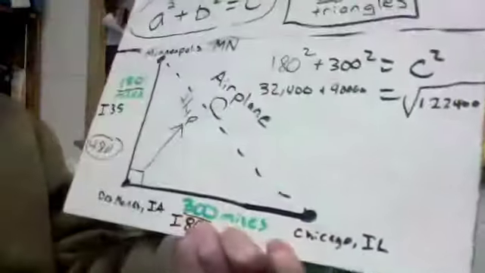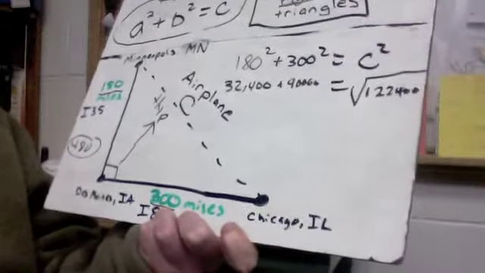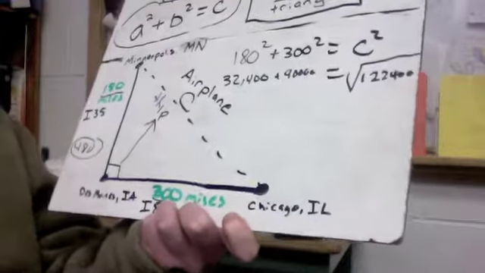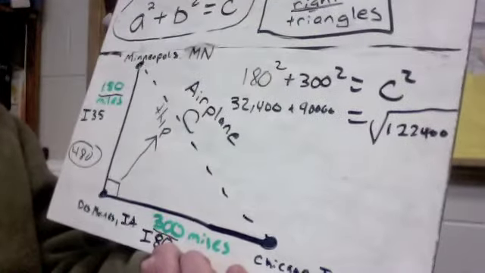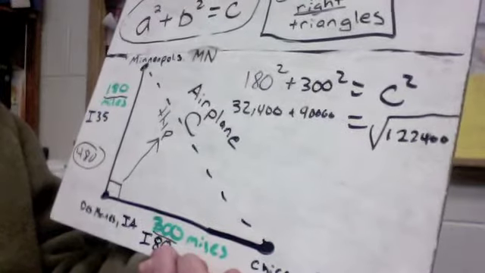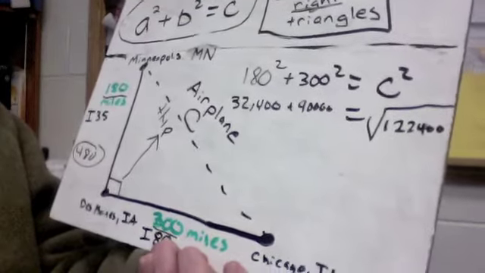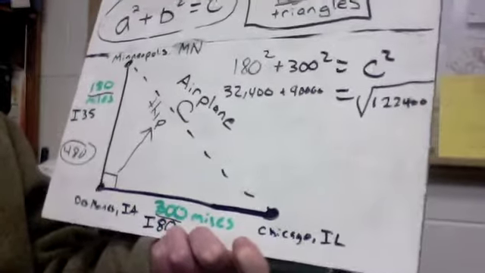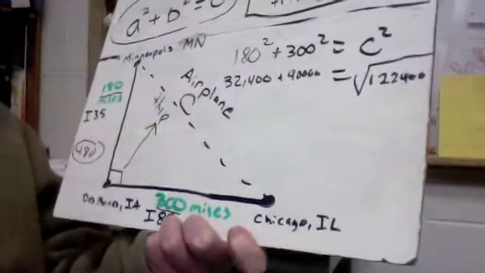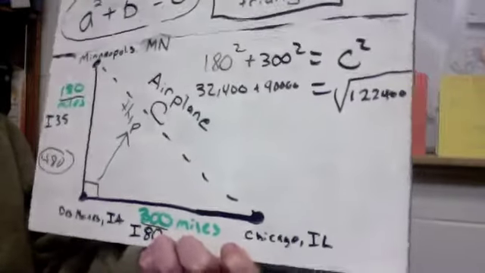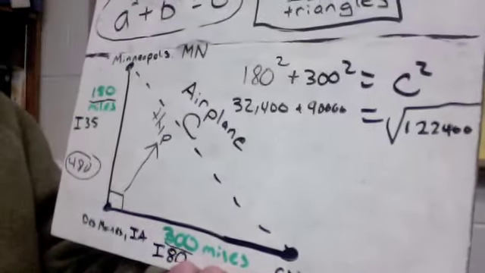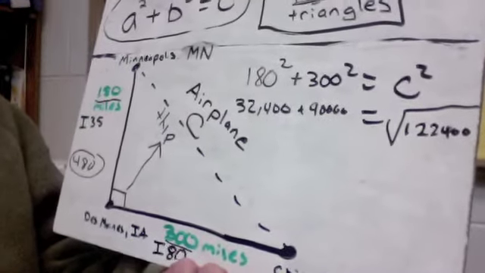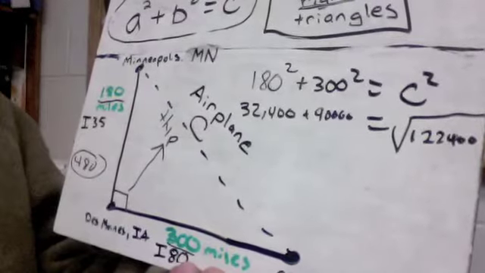122,400. Now, I would recommend just using a calculator to find the square root. We've got to find a number that you can times by itself to get 122,400. Now, I'm going to go out on a limb here and say that there's probably not a whole number that's going to get it done. So it's going to be close to something. So in my calculator, I am just going to do the square root button, and I'm going to enter 122,400 and see what I get.